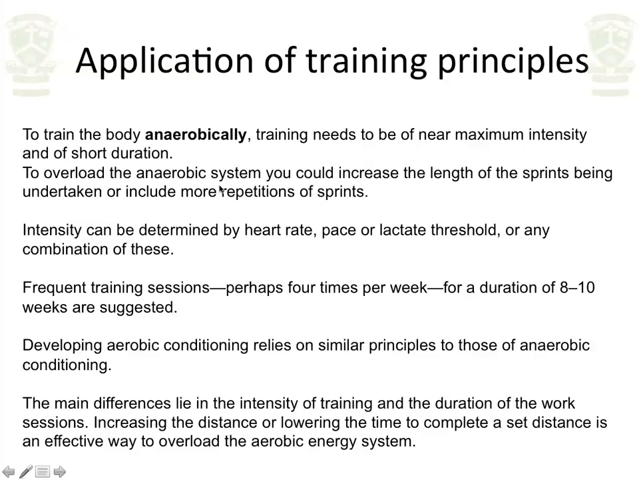To overload the anaerobic system, you can increase the length of the sprints being undertaken or include more repetitions of sprints. So instead of 50 metres, it might be 60 metres. Instead of doing 10 lots of 50, it might be 14 lots of 50. Intensity can be determined by heart rate, pace, or the lactic threshold. You can tell in the muscles. Frequent training sessions, perhaps maybe 4 times per week for a duration of 8 to 10 weeks are suggested to get some improvements.